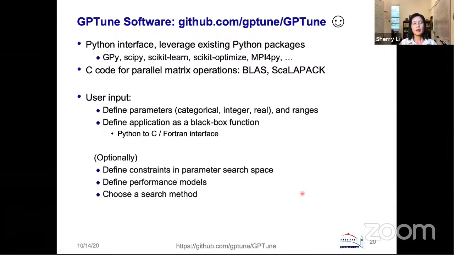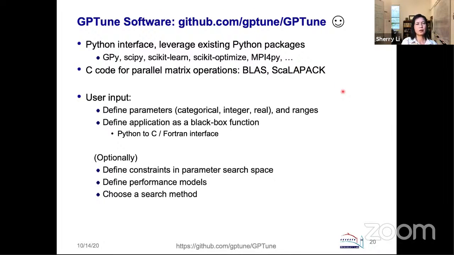Although this is not the focus of this talk, it's by no means a small part of the project. We actually spent a lot of time to get this workable. So now you can download, install, and do optimization with any function. The software has a Python interface, so we leverage existing Python packages. In particular, GPy has a lot of GP algorithms, and then some machine learning packages like scikit-learn and scikit-optimize. Since we're doing large-scale parallel machines with MPI, we use the mpi4py library.